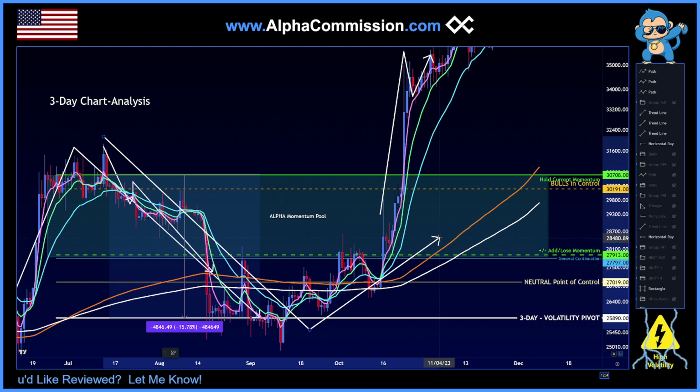We have a thesis we're above this 200 and 300 EMA. We're above the neutral point of control, right? And just because we bumped our head once on the pool doesn't mean that it's going to fail. It just means sometimes you need a retest, right? You need to double check that, right?